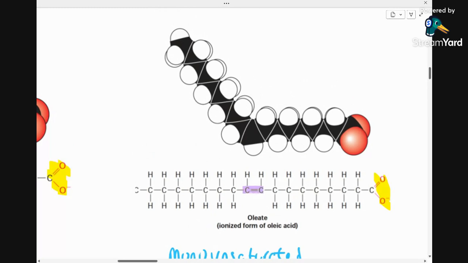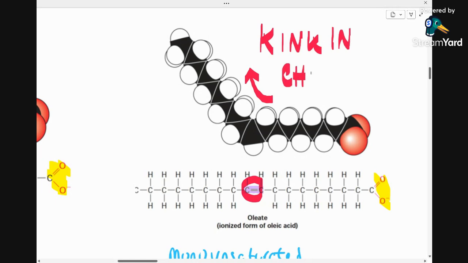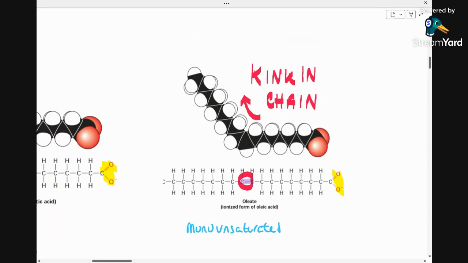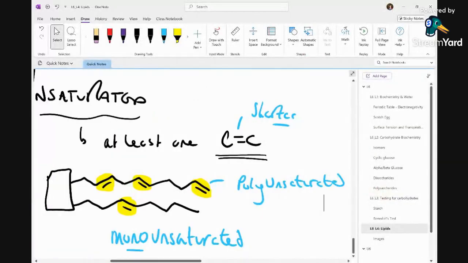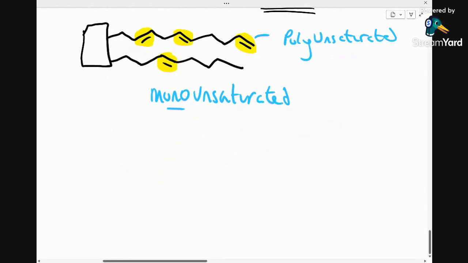Hopefully you can appreciate that this region here causes a bend in the hydrocarbon tail, a sort of kink in the chain. Kink in the hydrocarbon chain. It causes a bend in the road, essentially. And this is important when we consider melting point and boiling points. So if I go back to my notes here, you can imagine that I have a hydrocarbon tail like that.